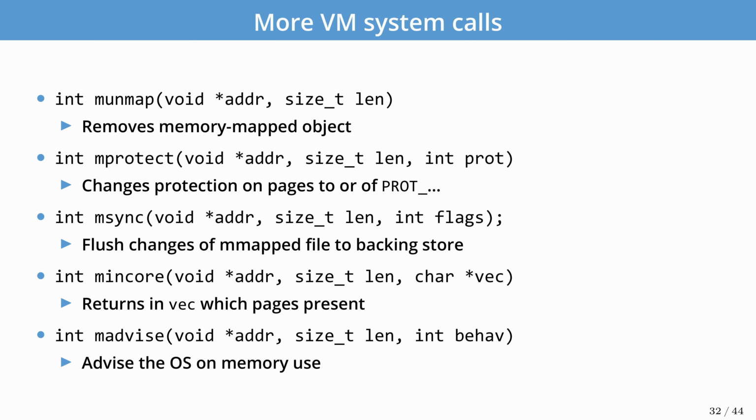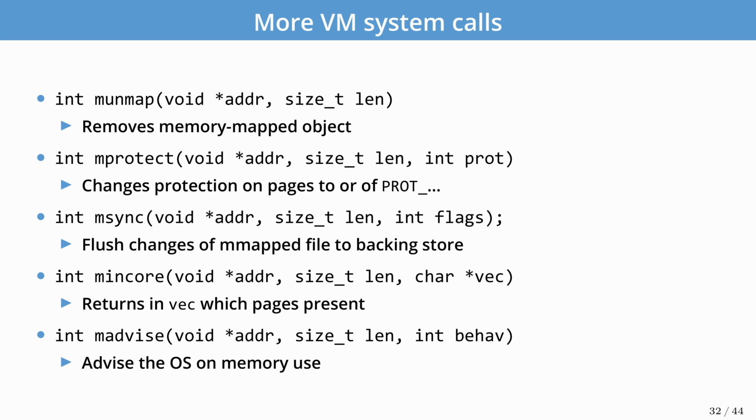In addition, there's a few additional calls that allow you to make other changes to the memory. munmap allows you to unmap the memory, and mprotect lets you update those protection flags. You could take a writable region and make it read-only or make it executable. msync allows you to tell the operating system to flush all of the changes to the memory region back to the file. So if it's a file that you've mapped into memory, you can use msync to save that file back to disk.